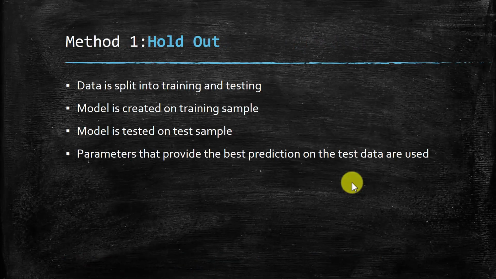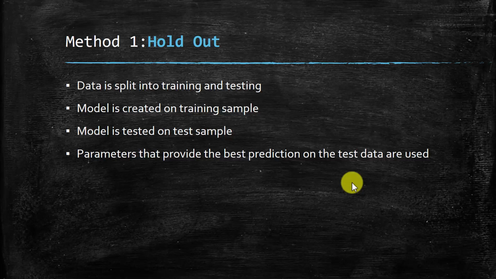Okay, so what are the methods for doing this? We're going to look at a few methods here. This is not an exhaustive list, but these are some of the more common methods that are used. Method one is the holdout method. Basically, in this case, the data are split into training and testing. The model is created on the training samples, and the model is then tested on the test samples. The parameters that provide the best prediction of the test samples, not the training samples, are used.